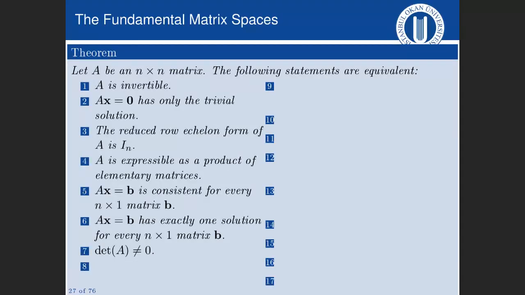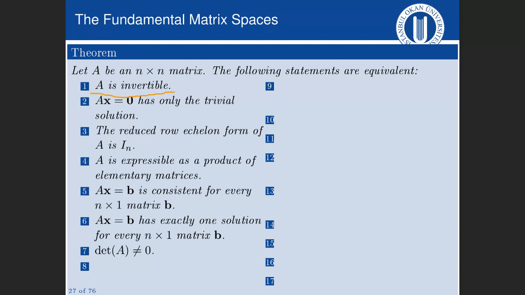Now I have a big theorem with 17 statements. Let A be an n by n matrix, so that's a square matrix. The following 17 statements are equivalent. Some of these we've seen already. Statement 1, A is invertible.